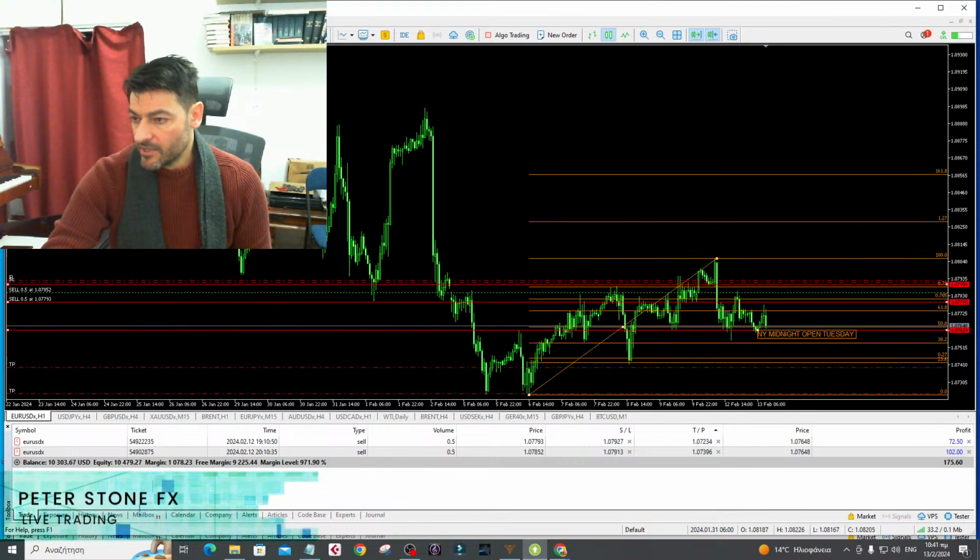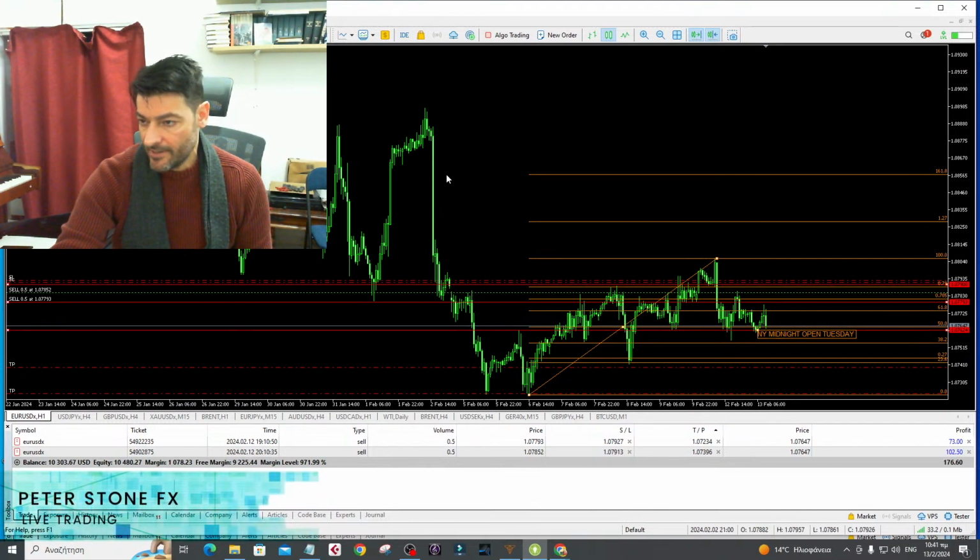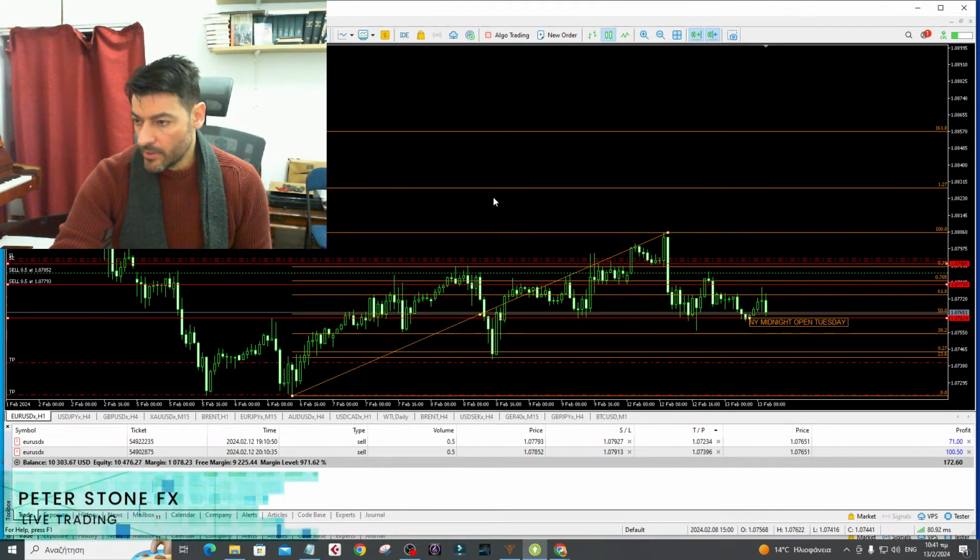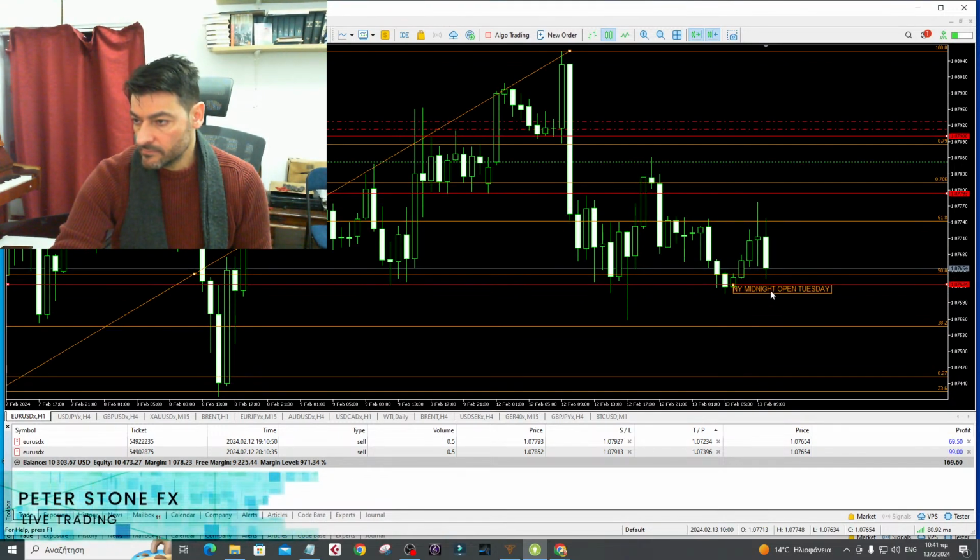But I always have in my mind the scenario that when we have big drops like that, price needs to go back and refill this area. So that's why I am on it. But this is a very certain target, the New York Midnight.